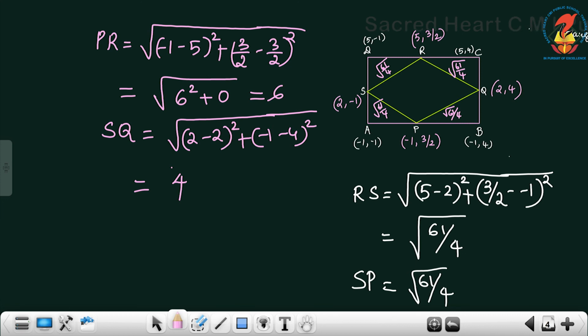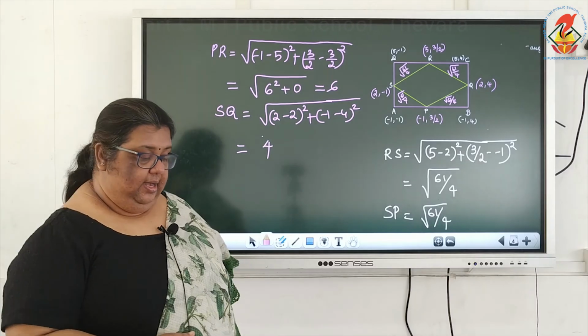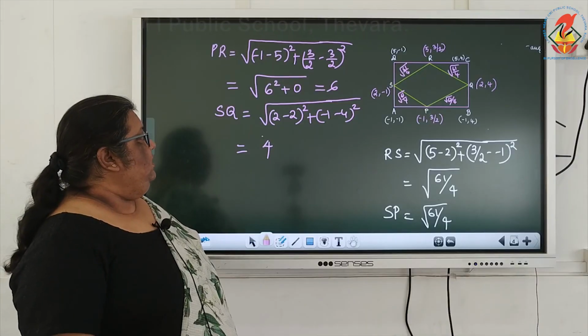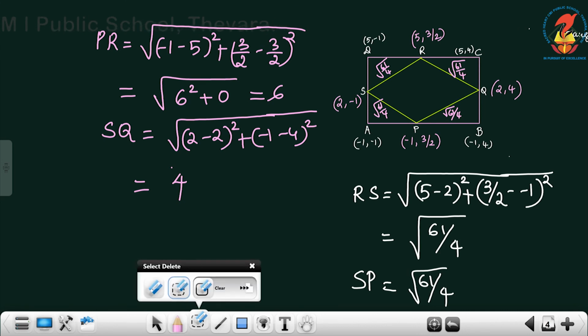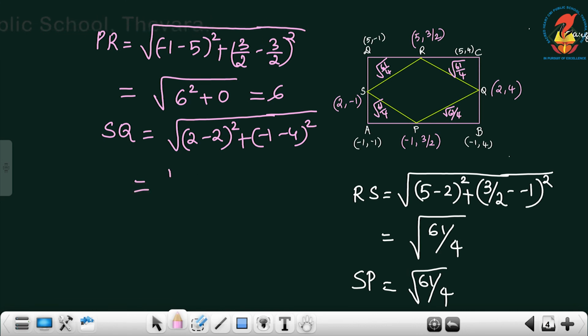Therefore, PR and SQ both are different. Therefore, PQRS is a rhombus. This is how we justify the answer. Minus 1 minus 4 will be minus 5 the whole square 5. Sorry. So both will be different.